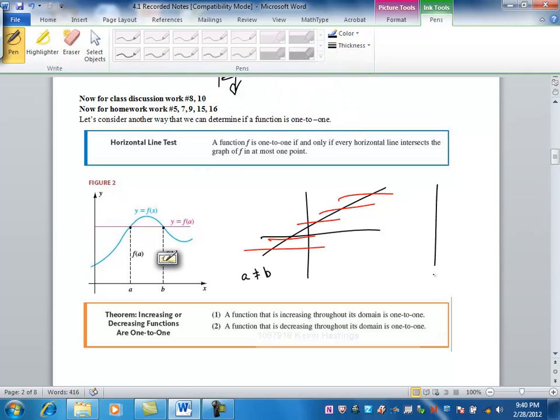Same thing is true with a decreasing function. Here's a cubic function that's decreasing. Again, I can draw horizontal lines through that graph all day long, and I will only cross the graph one time.